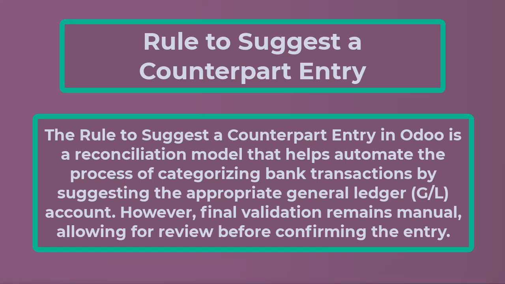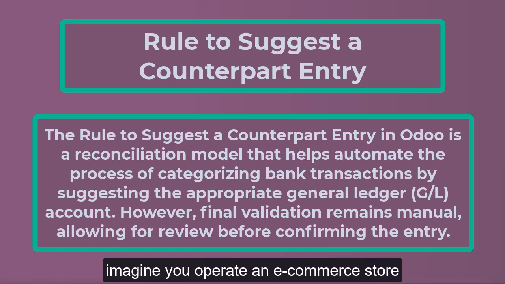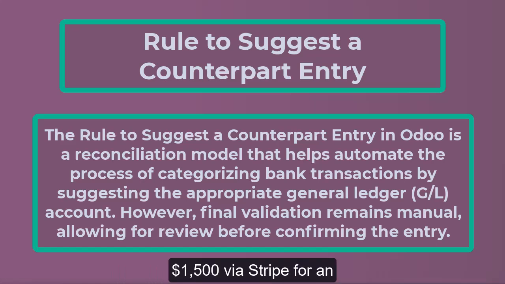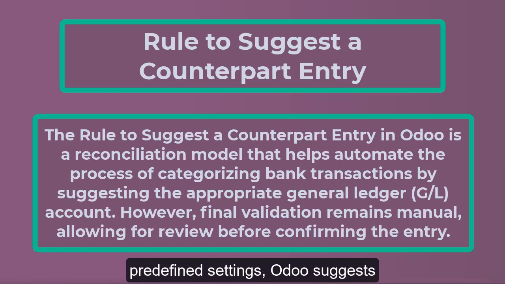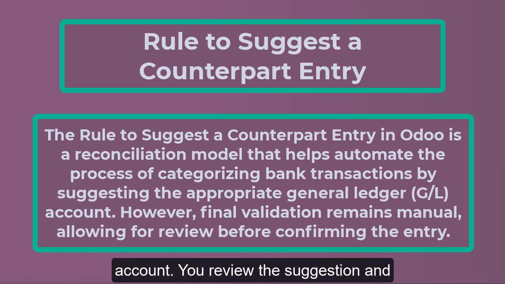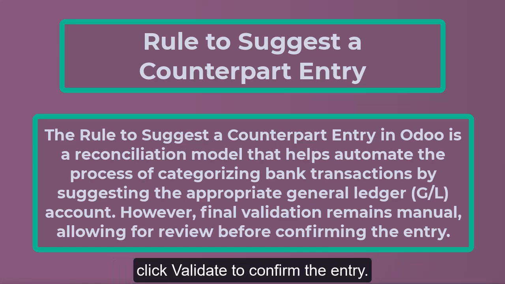For example, imagine you operate an e-commerce store and receive customer payments through Stripe. A customer makes a payment of $1,500 via Stripe for an online order. Odoo detects this transaction and applies the reconciliation rule. Based on the predefined settings, Odoo suggests linking this payment to the sales revenue account. You review the suggestion and click Validate to confirm the entry.